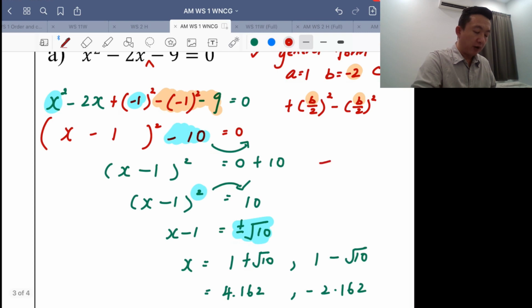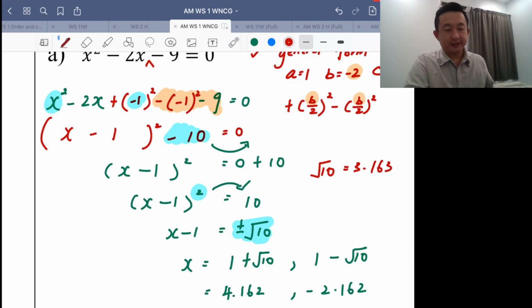You know that square root 10 equals 3.163. You can turn it into a decimal first. Okay. That is the final answer. Finding the value of x by completing the square.